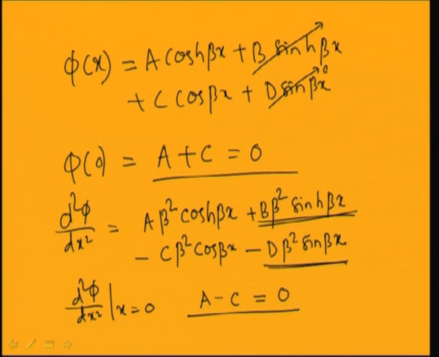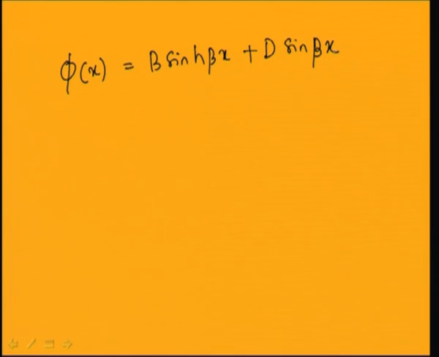This gives that 2A equal to 0. So, A equal to 0, and as A plus C equal to 0, C is also equal to 0. So, A and C both are equal to 0. As A and C both are equal to 0, the remaining terms are phi x equal to B sinh beta x plus D sin beta x. So, these are the two remaining terms.